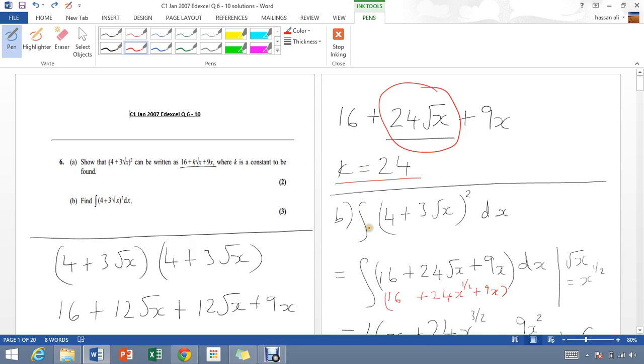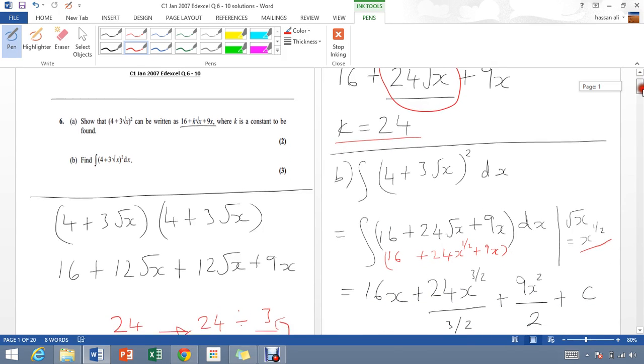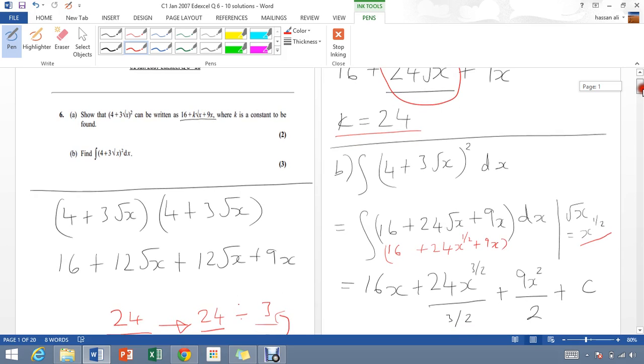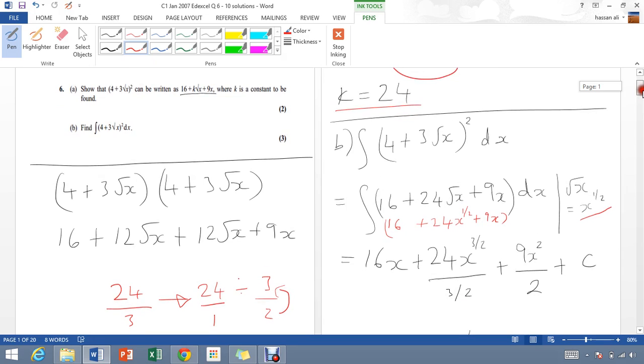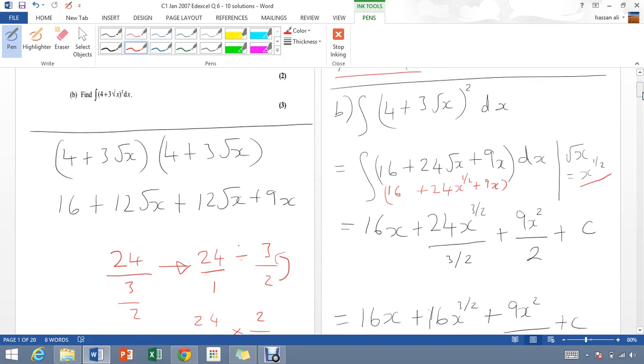Right, part B is just asking you to integrate that now. Since you've expanded the bracket, we can use that. But just bear in mind that 24√x can be written as 24x to the power of a half, as shown here. So rewrite that in brackets because there's more than one element to it: the integral of (16 + 24x^(1/2) + 9x) dx, and then we just integrate that. That should give you 16x + 24x^(3/2) over 3/2 + 9x² over 2 + c. So don't forget that plus c. Just bear in mind that you're just adding one to the power.